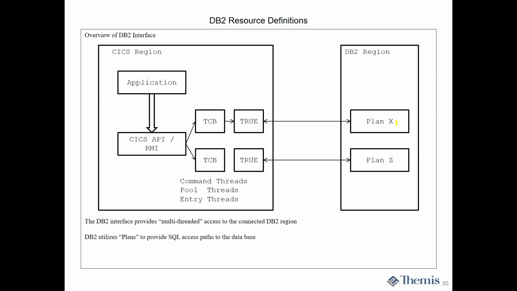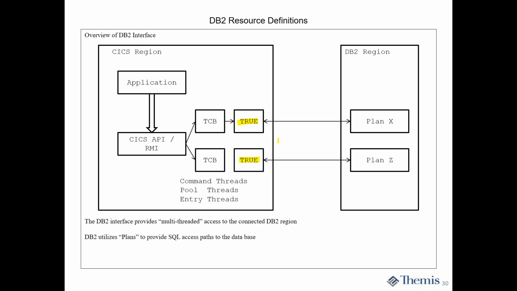So a quick overview. In the CICS region, these are what's known as task-related user exits, or TRUs. So the interface is, right, this thing. Now, these TCBs are those L8s and L9s. And again, we have command threads, pool threads, entry threads. The command thread is strictly for the DSNC transaction. And again, I'm not sure that you need more than one.